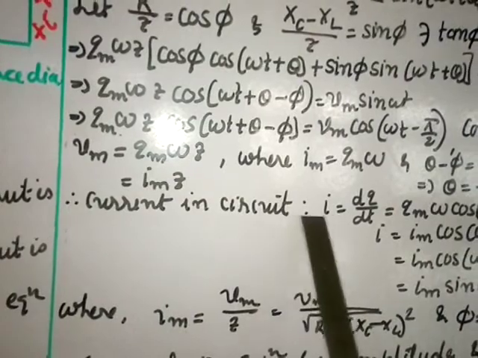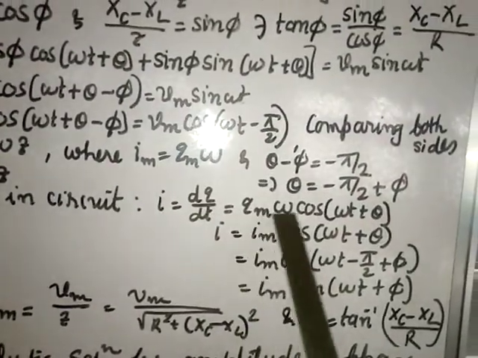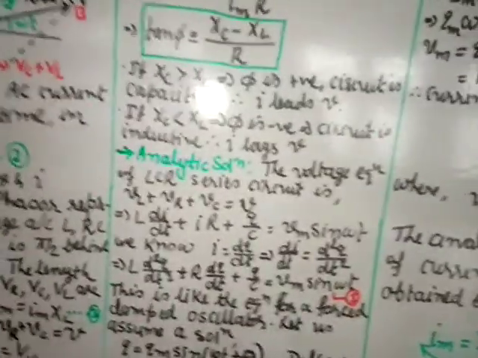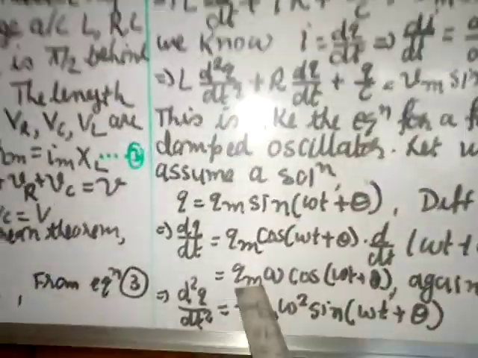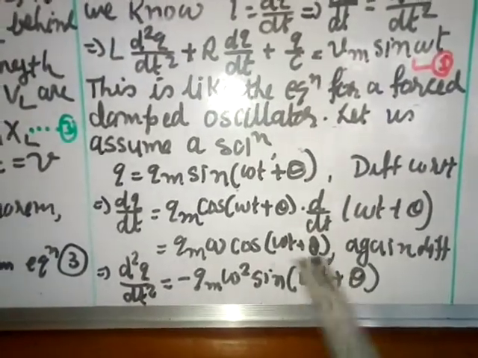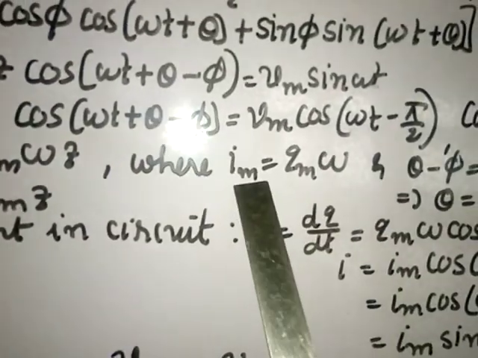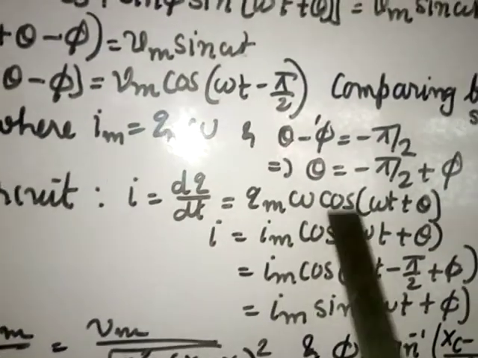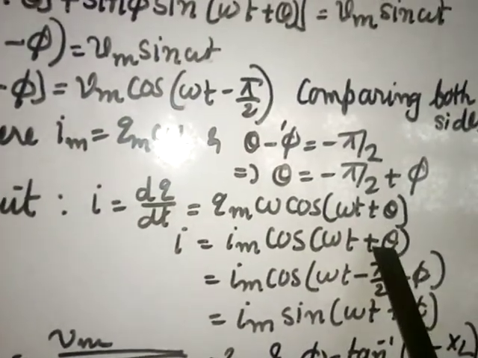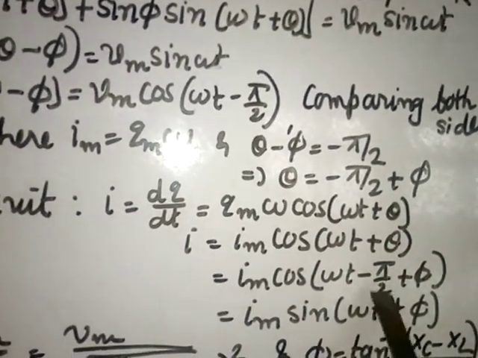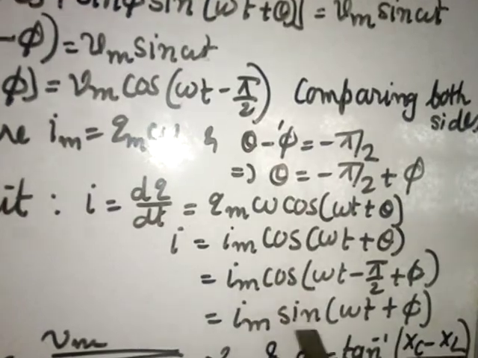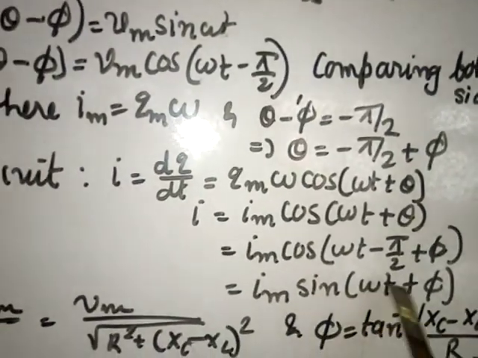Therefore, the current in the circuit, I equal to dq by dt, is equal to Qm omega cos(omega t plus theta). I am going back to the current, taken as I equal to dq by dt, which equals the value we have solved, Qm omega cos(omega t plus theta). Qm into omega we can take as Im, so I is Im cos(omega t plus theta). Instead of theta, we put the value back: minus pi by 2 plus phi. With the pi by 2, the cos becomes sine, so I equals Im sin(omega t plus phi).